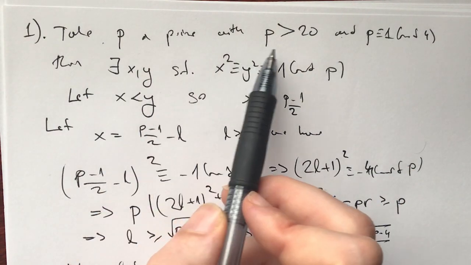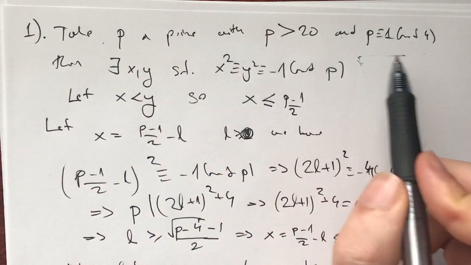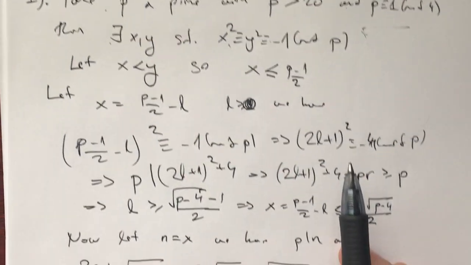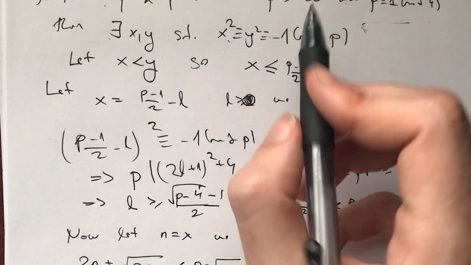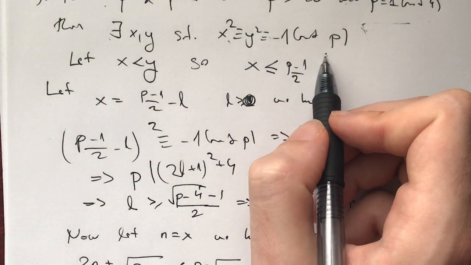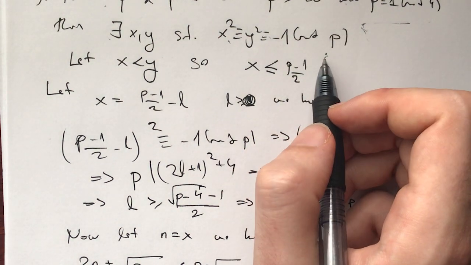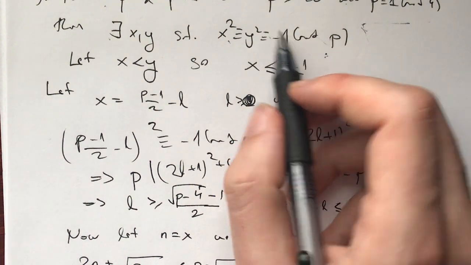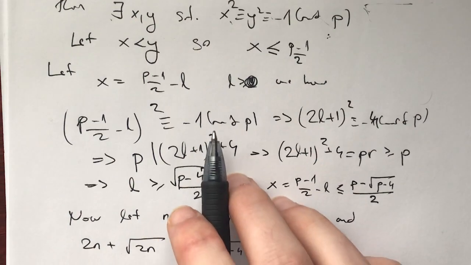And now we just need a write-up, and I invite you to take 5 minutes and write this problem up. Here's the write-up. So we say take p a prime with p greater than 20 and p congruent to 1 modulo 4. Then there exists x and y such that x squared and y squared is negative 1 modulo p. This part is somewhat well known in quadratic reciprocity. I can make a video about it if you want, this sort of thing in general.